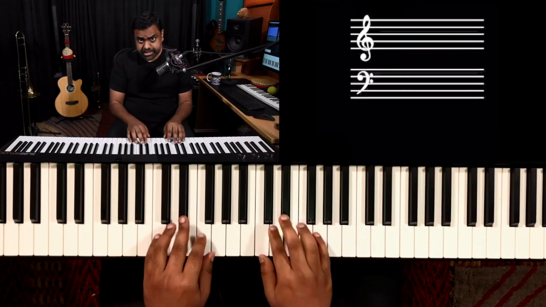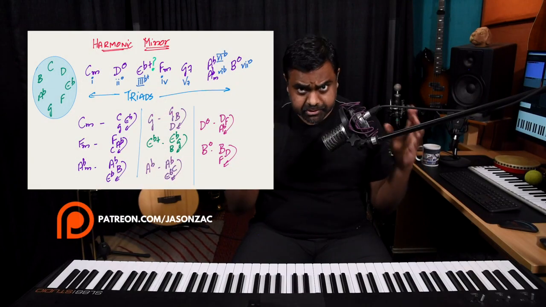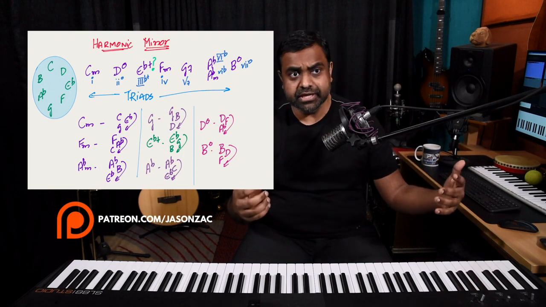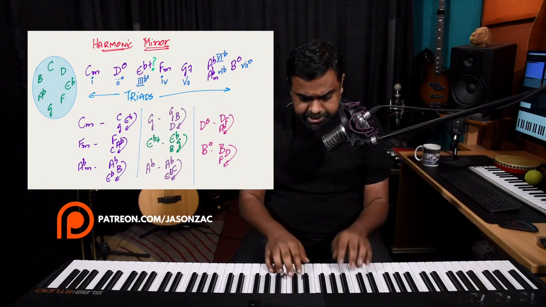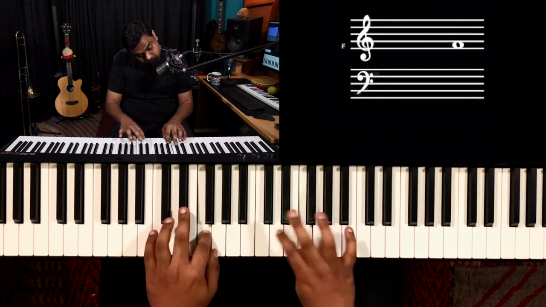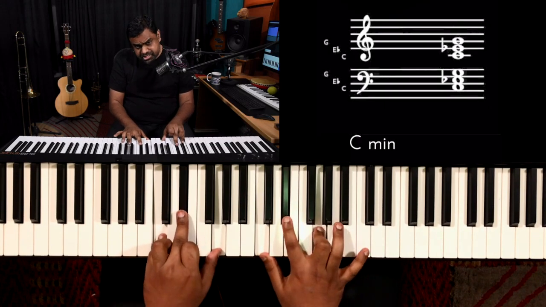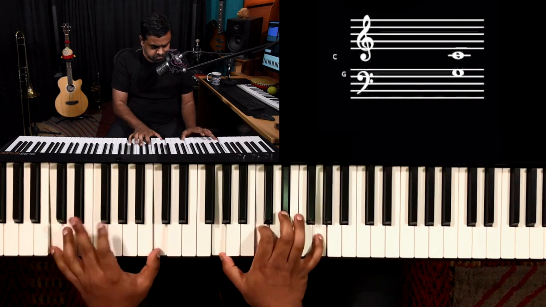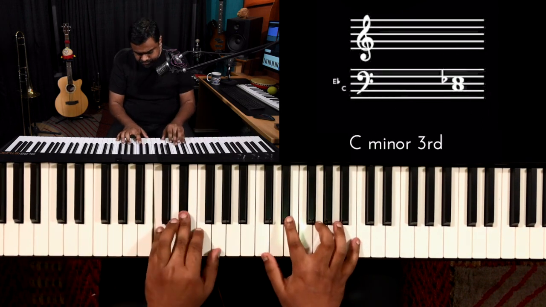So the triads of C harmonic minor. Remember, I've chosen the harmonic minor scale in this demonstration, not the natural or the Dorian or melodic, the harmonic minor. So the first chord will be C minor. That's your home base, if you will.